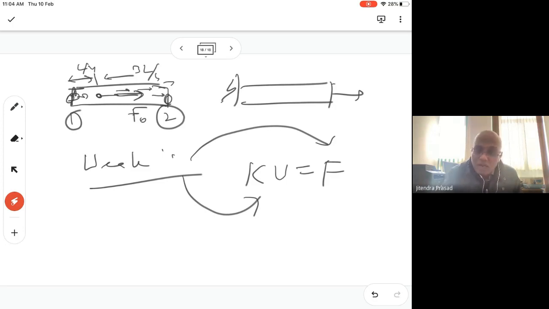Tomorrow we will look at the three noded element as well, and we compare with the two noded element, and we go from there.